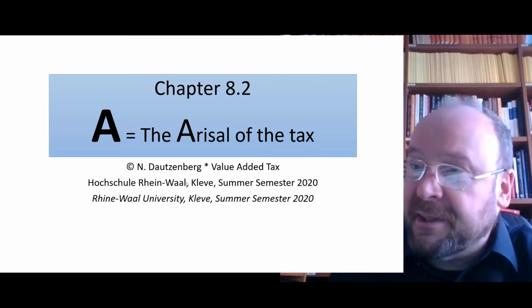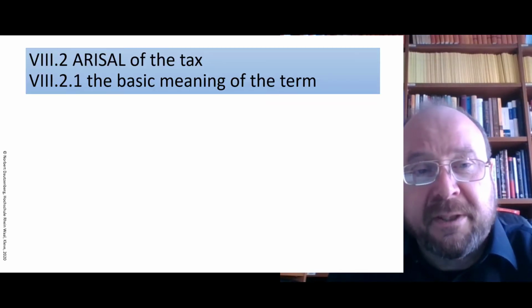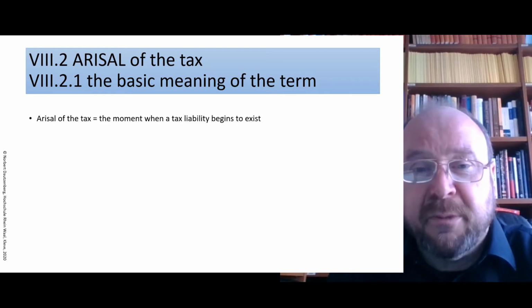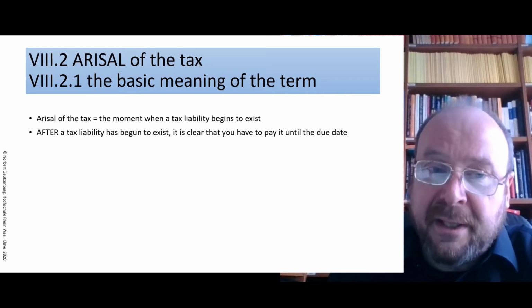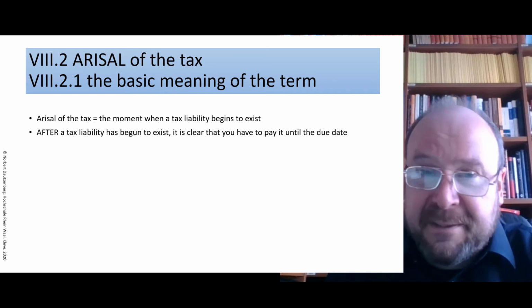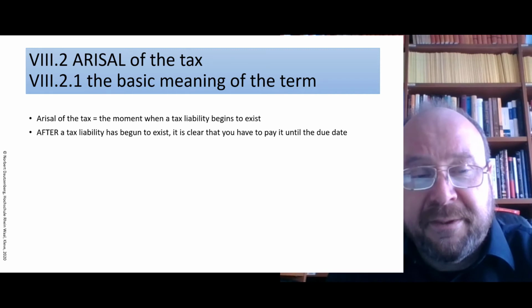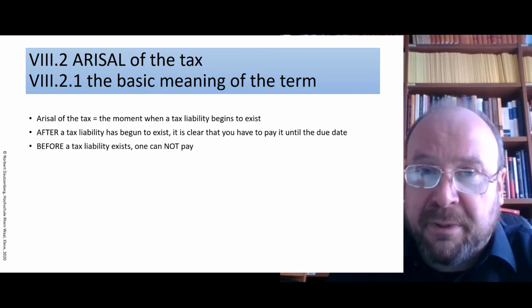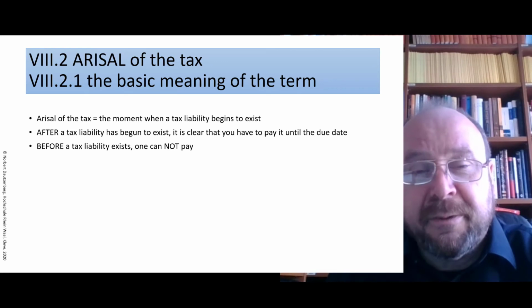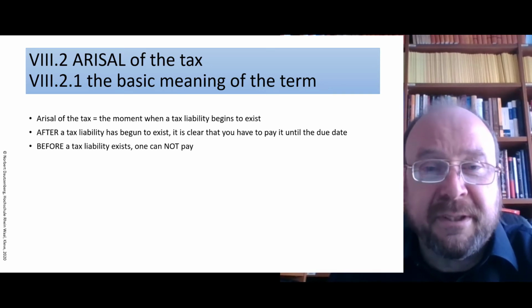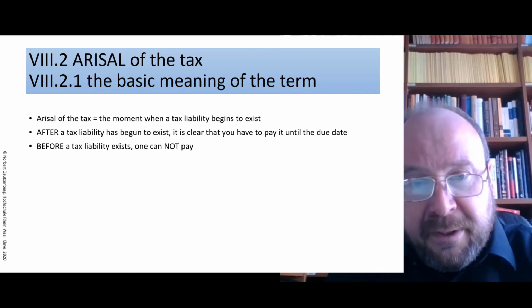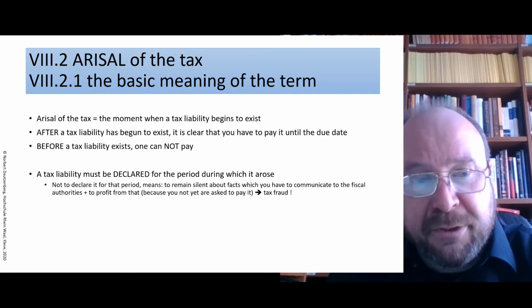Well, okay, now, ladies and gentlemen, arisal of the tax. What does that mean? The second most important question when the formalities are in play. The arisal is the moment when the tax liability begins to exist. After tax liability has begun to exist, it's clear you have to pay the debt from the tax until the due date. Before a tax liability exists, you cannot pay because nobody can pay on a debt which does not yet exist. You can't pay back, for example, a credit to a bank before you have got one. When you have got it, you can pay it back prematurely before the due date, but you cannot pay something back which you never got.